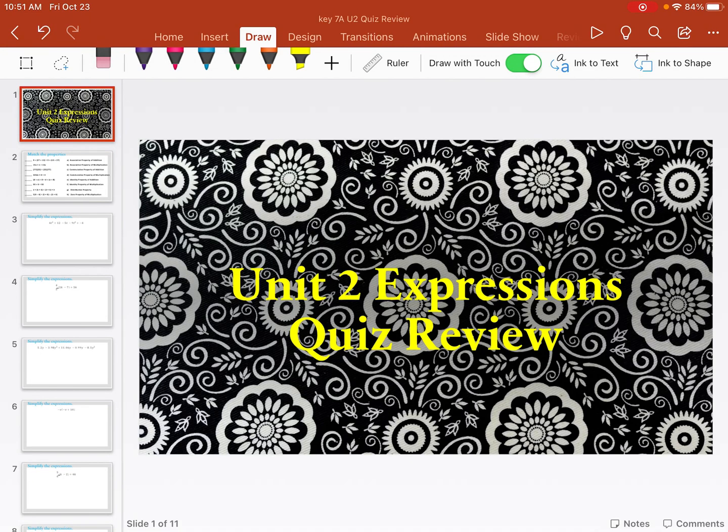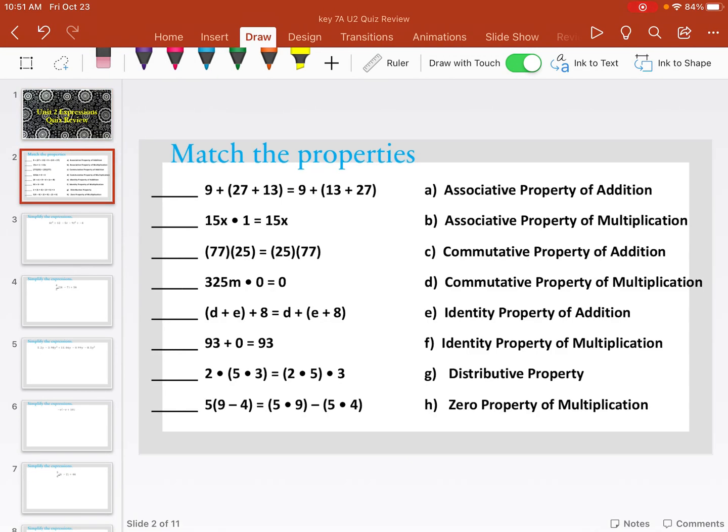All right, guys, we're going to go through our expressions quiz review. So first is properties. We're matching the properties. So this first one, I'm just always looking to see from one side of the equal sign to the other side what's changing. So I have 9 plus, and then in parentheses 27 plus 13. On the other side, 9 plus, in parentheses 13 plus 27. So I can see the parentheses didn't change, but what's inside of the parentheses changed.